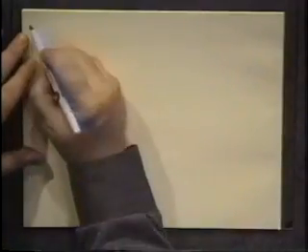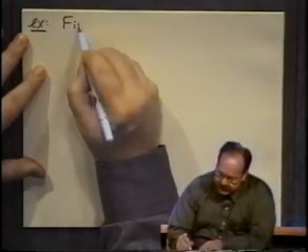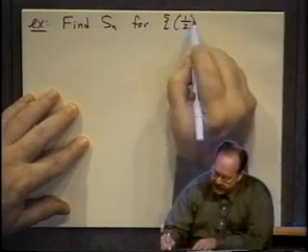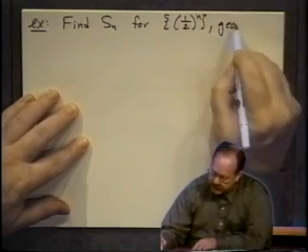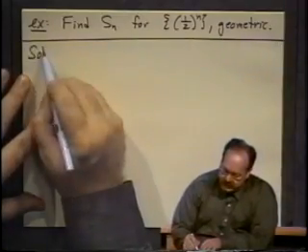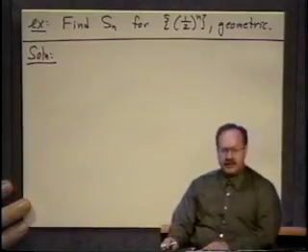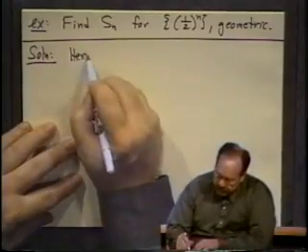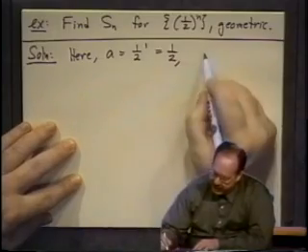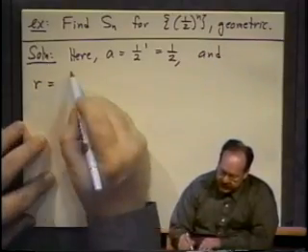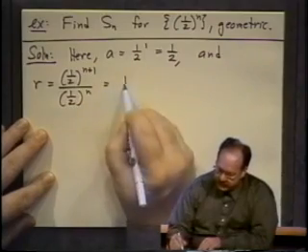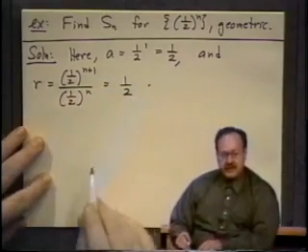Okay, well, let's practice this example. Find S sub n, the nth partial sum for the sequence (1/2)^n, which I'll tell you is geometric. You can check it easily, but I'll just tell you it's geometric, so we don't have to do that here. And I want to now find the nth partial sum of that geometric sequence. Well, here, a is the first term, so it's (1/2)^1, which is just 1/2. And how do I get r? Well, r is equal to (1/2)^(n+1) over (1/2)^n, which of course is just 1/2, which is the same as the first term.